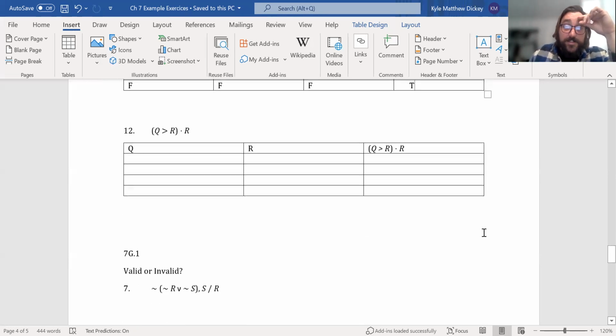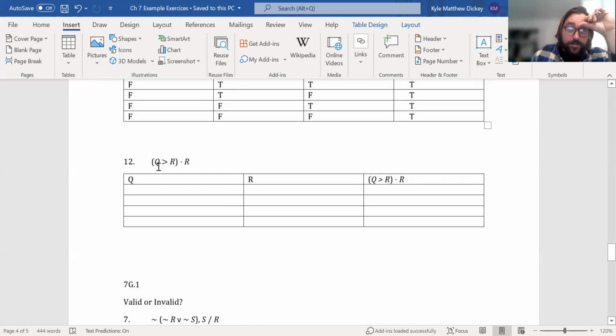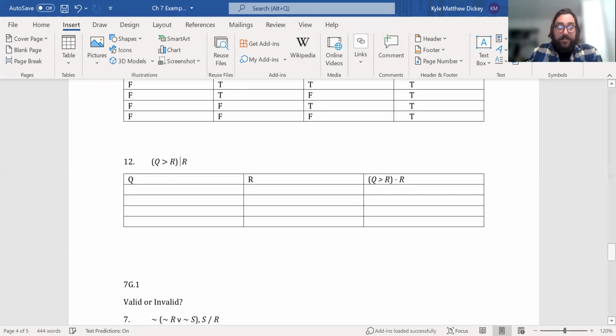All right, let's try this one. Okay, so this one is if Q, then R and R. Whoops, let's change that symbol. Remember, the dot and the ampersand basically mean the same thing in lots of cases. Change that here too. All right, so what's going on? Well, first, let's just write up our truth table.